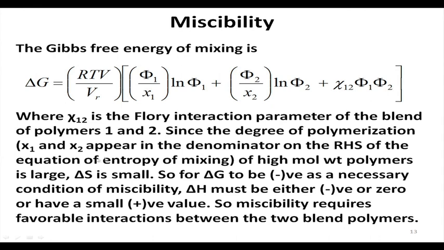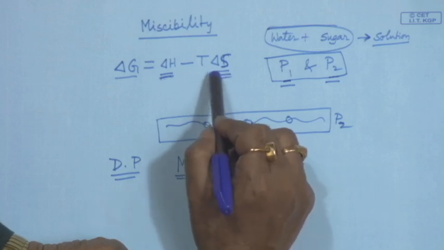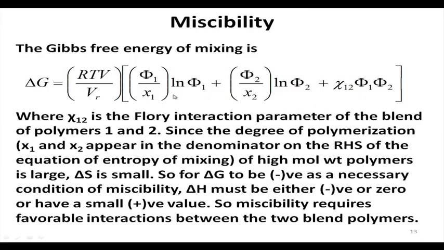Since the degrees of polymerization x 1 and x 2 of the two component polymers appear in the denominator on the right hand side of the equation of entropy of mixing, the entropy of mixing of high molecular weight polymers is very large in x, and therefore delta S is very small. So, that means x 1 and x 2 come in the denominator, so the delta S component becomes very small.